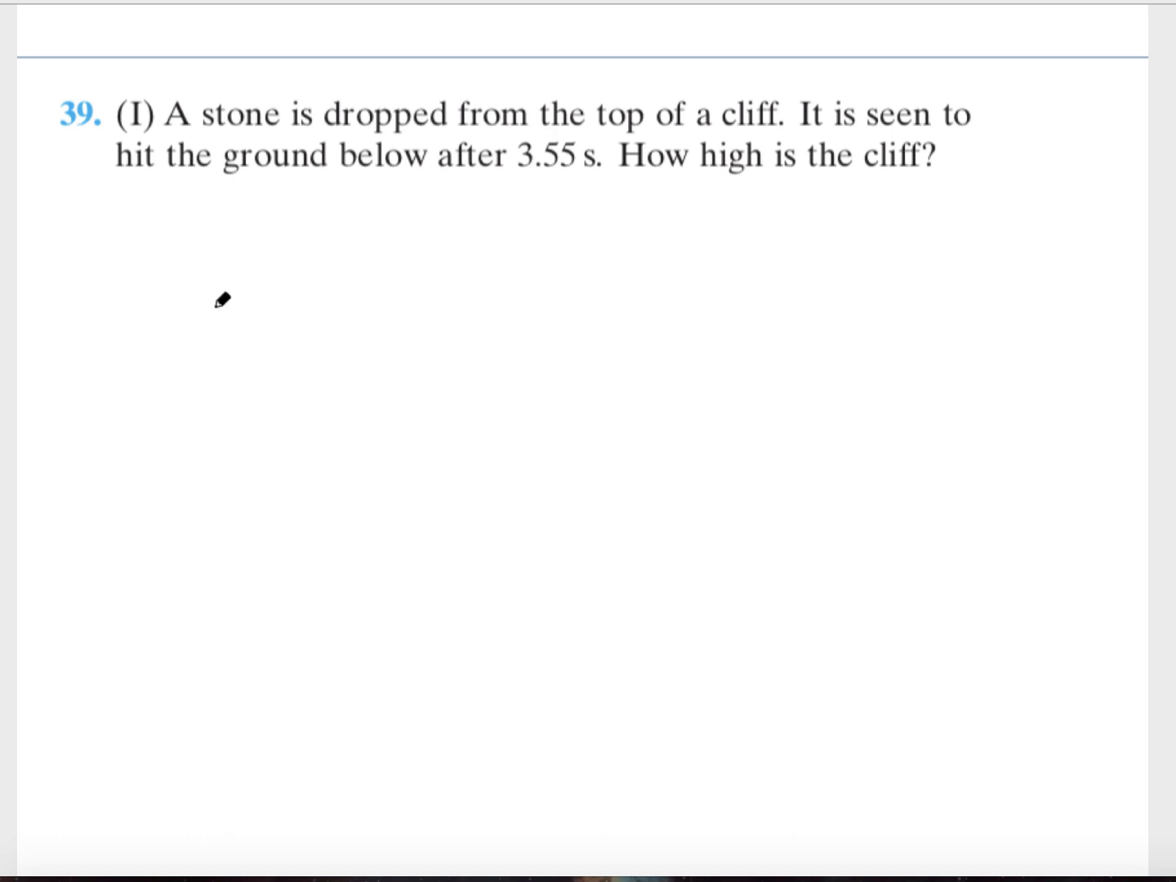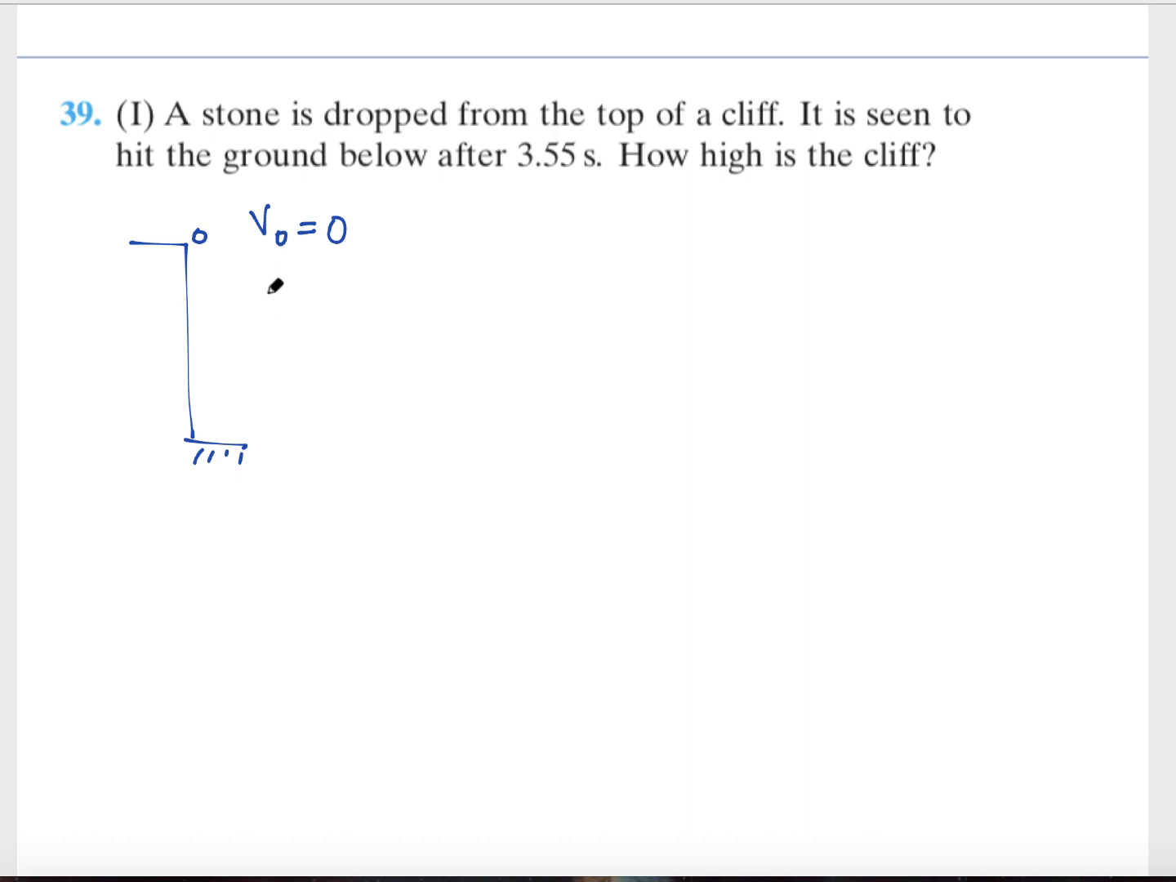Question 39 says, I have a stone dropped from the top of a cliff, and it's seen to hit the ground after 3.55 seconds. How tall is that cliff? So I'm going to sketch real quick. Here's my cliff. Here's a stone, and I'm going to drop it, and it's going to hit the ground eventually. So initially, if I'm just dropping it, my speed is 0.